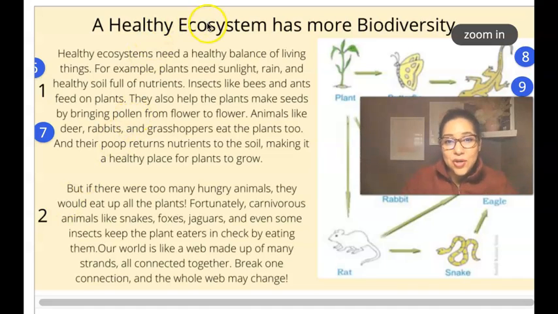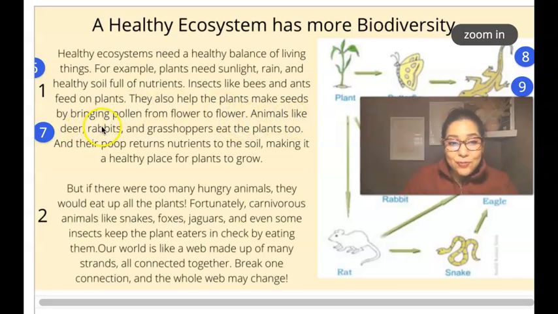A healthy ecosystem has more biodiversity. Healthy ecosystems need a healthy balance of living things. For example, plants need sunlight, rain, and healthy soil full of nutrients. Insects like bees and ants feed on plants. They also help the plants make seeds by bringing pollen from flower to flower.